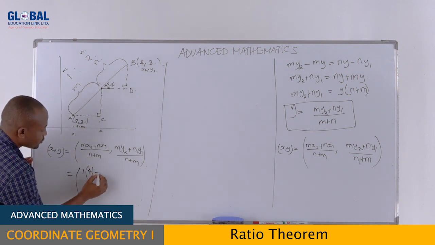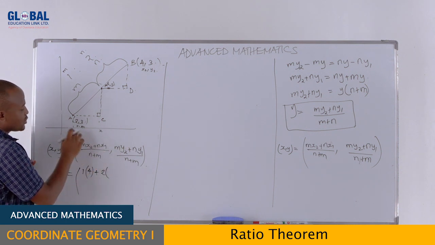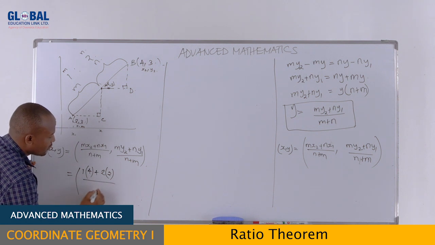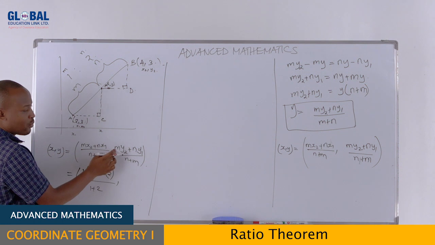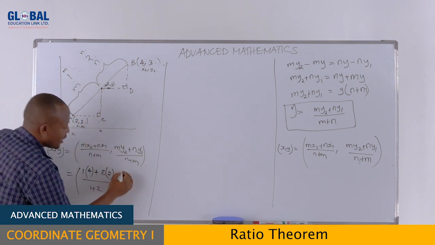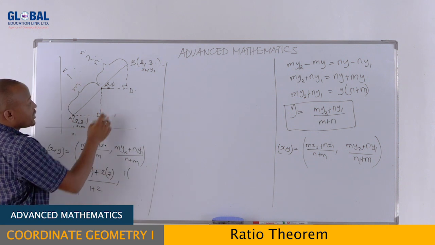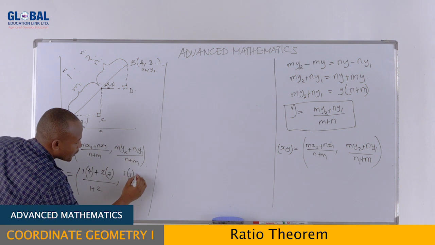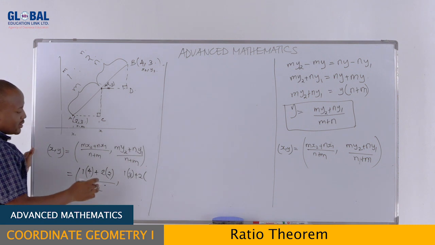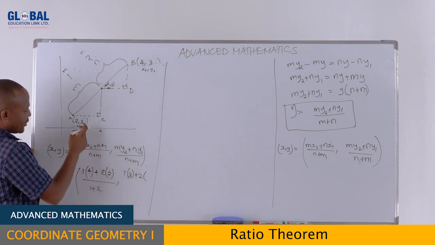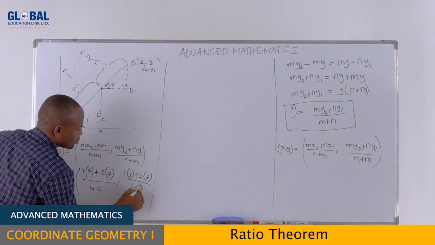Now let's go. Plus 2 times x1, and what is x1? x1 is 2, over the ratio 1 + 2, comma, and for y: m is 1, multiplied by y2, that is 3, plus n, that is 2 again, multiplied by y1. y1 is 3, over 1 + 2.